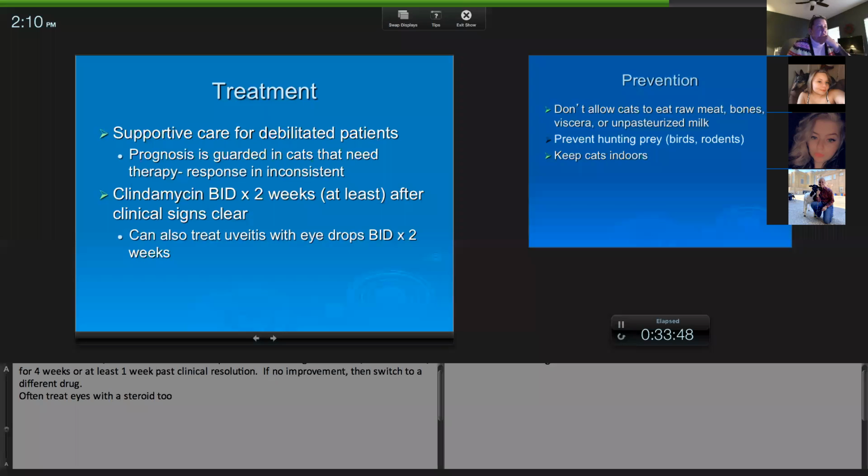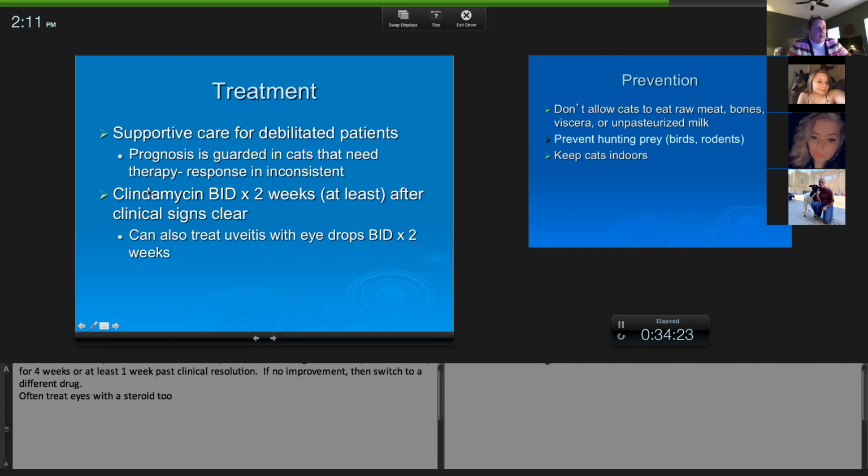Now, prognosis, if the cat is showing more severe signs, progressive uveitis, progressive respiratory distress, are they responding to therapy? Are they responding to antibiotics? Are they responding to fluids, appetite stimulants, all kinds of things? If they're not responding, or the response is not what is expected, then it can be a guarded prognosis, meaning we don't have as favorable of an outcome.